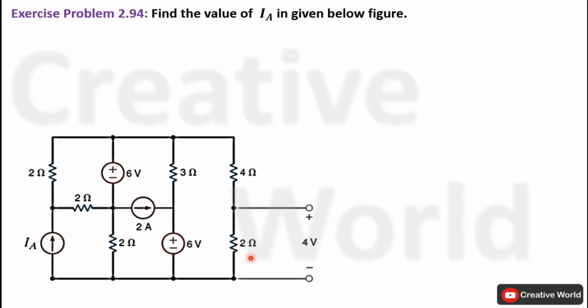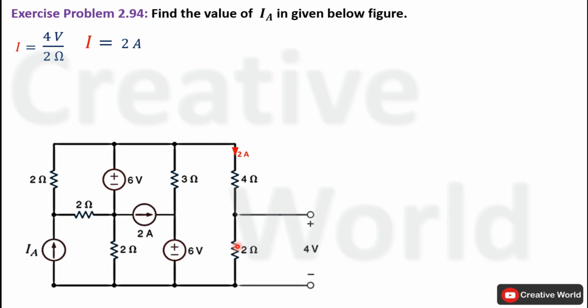First of all, voltage across this 2 ohm resistance is provided, so we will calculate its current. Current equation for this 2 ohm resistance will be 4 volt divided by 2 ohm. It will become 2 ampere, and the direction of current will be downward because in order to make this terminal positive, current should enter from this side and leave from this side. So modify the network by indicating current through this branch.